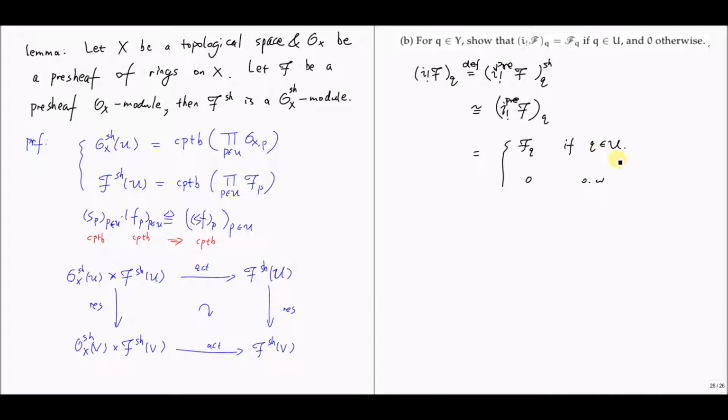Because if Q is not in U, then any open subset containing Q will not be contained in U, and therefore i shriek pre F of W is always 0, and if you take the colimit, it will still be 0. So it is 0 if Q is not in U.